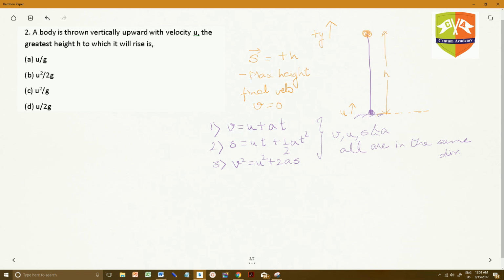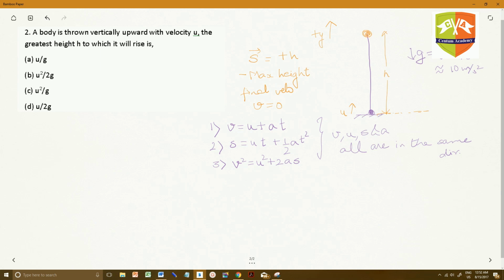In this case, u was towards the sky, so positive. H is towards the sky, so positive. V is 0, so it doesn't matter. What is the acceleration in this case? The acceleration is the acceleration due to gravity, which is g, and it is downward. So the sign we will use while calculating will be negative g. The value of g is 9.8 meter per second square, which is roughly 10 meter per second square, though we will not be using the value here, just for the sake of information.